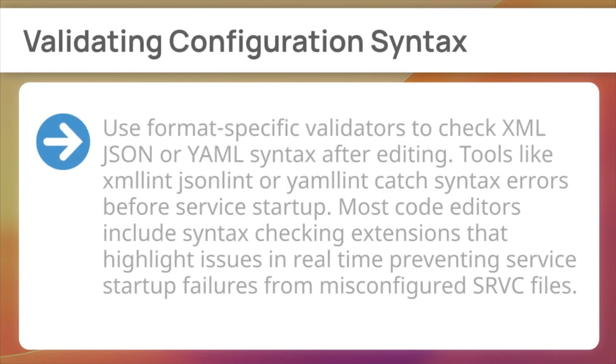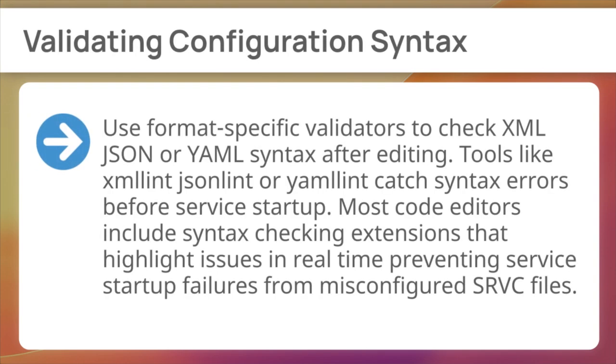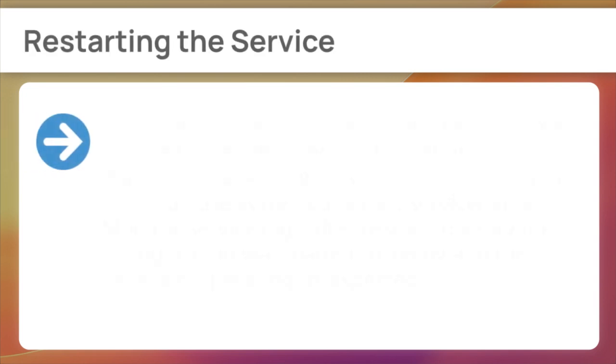Next, validating configuration syntax. Use format-specific validators to check XML, JSON, or YAML syntax after editing. Tools like XML, JSON, or YAML validators catch syntax errors before service startup. Most code editors include syntax checking extensions that highlight issues in real time, preventing service startup failures from misconfigured SRVC files. Finally, restarting the service.